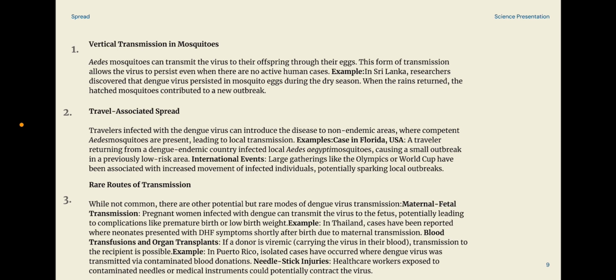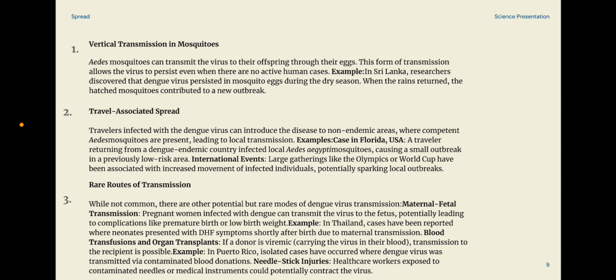International events, large gatherings like the Olympics or the World Cup have been associated with increased movement of infected individuals, potentially sparking local outbreaks. Rare routes of transmission. While not common, there are other potential but rare modes of dengue virus transmission.